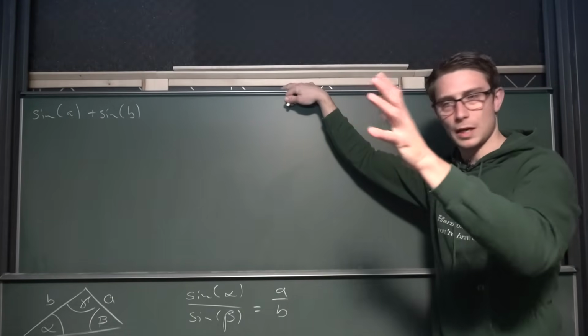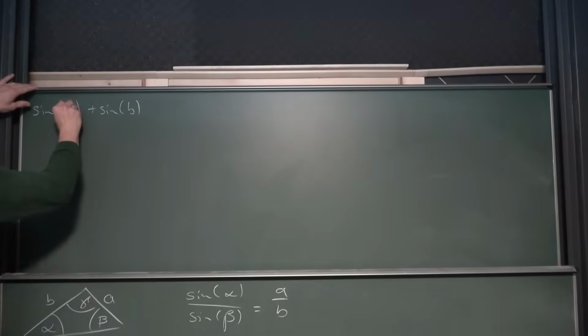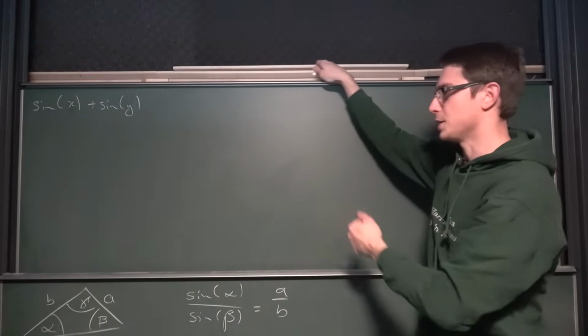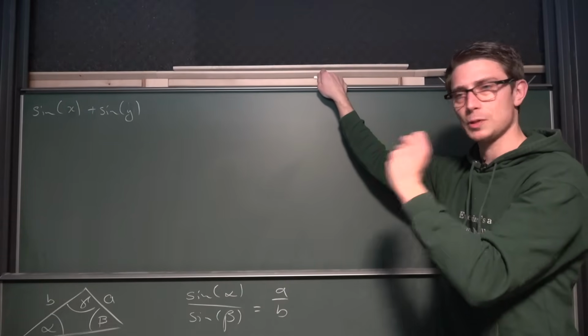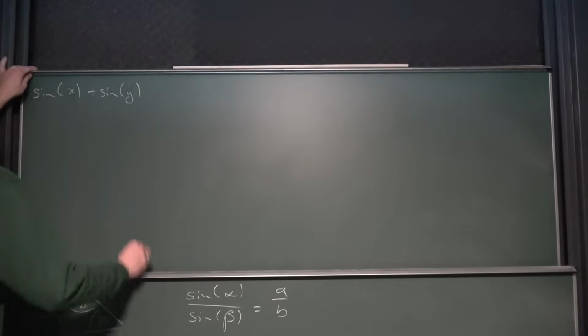A and B are just alpha, for example, or beta. We can also choose x and y. Maybe that's a tiny little bit better for the viewer because we have already used A and B. Now, we are going to use as a starting point the double angle formula for the sine. We are just going to use stuff that we have derived here on this channel already.